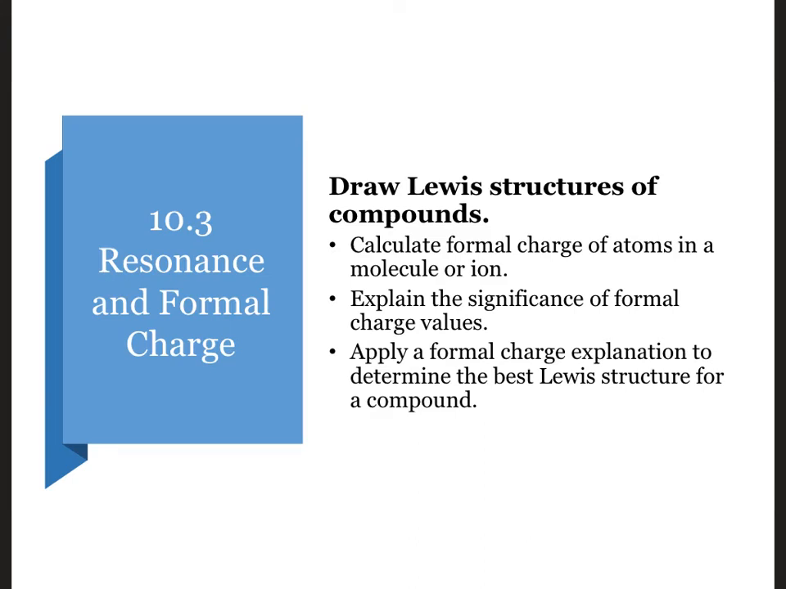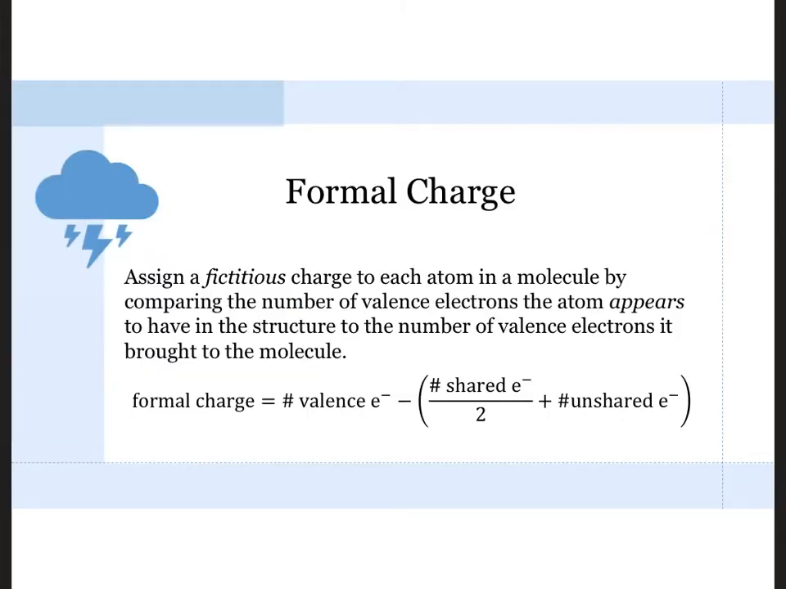In this, the second lecture over 10.3, we'll focus on calculating resonance charge and using the results to determine the best Lewis structure for a molecule or ion. Let's begin. Sometimes it is possible to draw multiple valid Lewis structures that are not equivalent. In these cases, we use formal charge to decide which structure is the better representation of the real molecule.